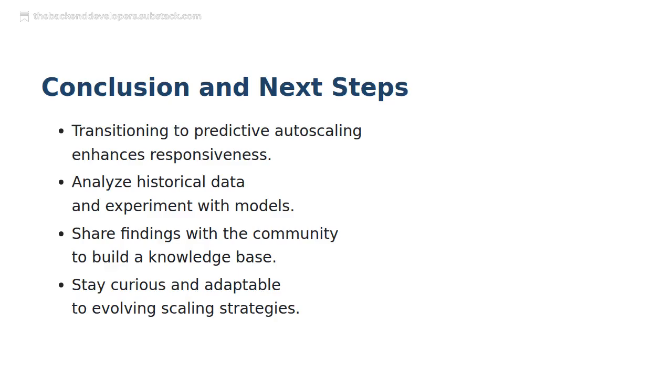Transitioning to predictive autoscaling significantly enhances responsiveness in Kubernetes. Start by analyzing historical data and experimenting with various forecasting models. Sharing your findings with the community helps build a valuable knowledge base. Always remain curious and adaptable as scaling strategies evolve.